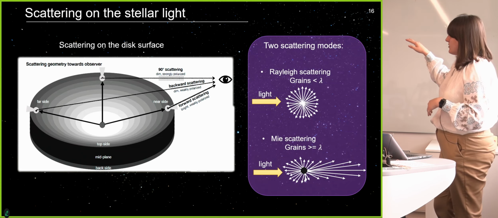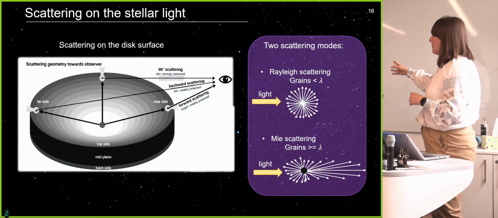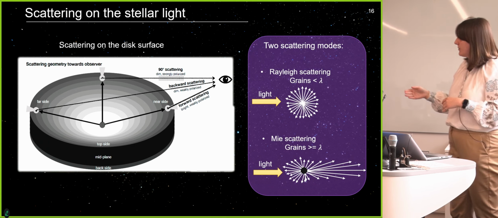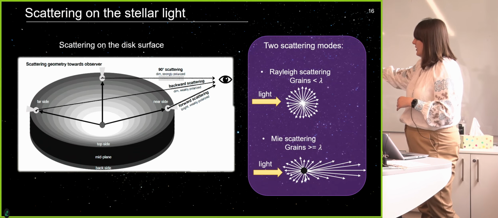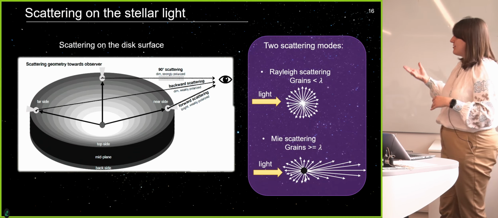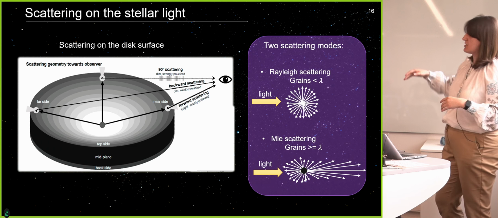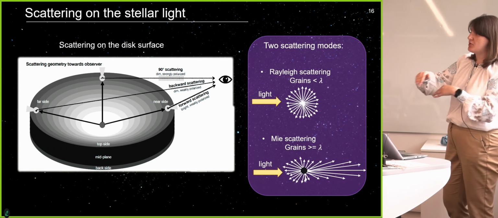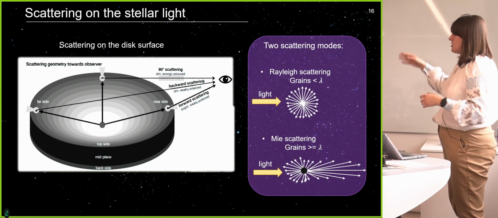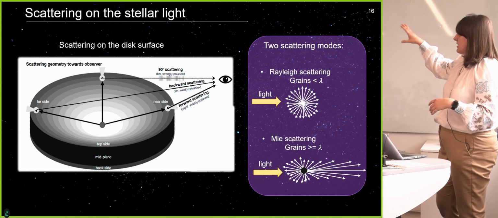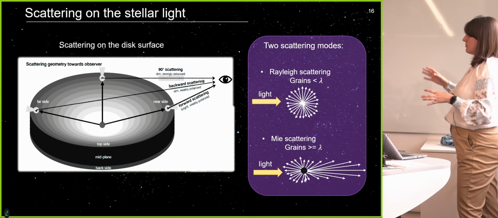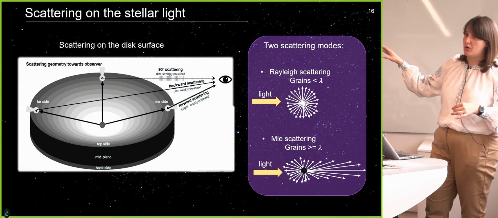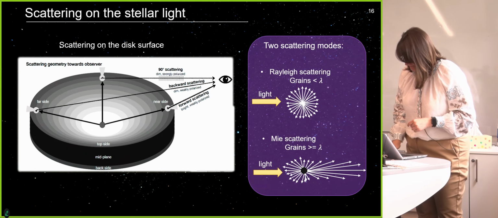But if the grain size is comparable to the wavelengths or larger, it would be Mie scattering, in which there is a much better efficiency for the forward scattering, so scattering towards the observer, than to all other directions. And using this feature, we can already estimate the grain size on the disk based just on the distribution of the disk brightness that we see.